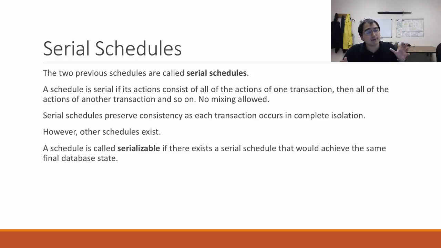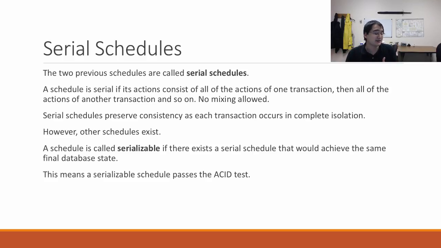So if other schedules, and there are other non-serial schedules, which we'll talk about in a little bit, other schedules are called serializable if, when all is said and done, the database is in one of those two states, one of those states that could have been created by just a normal one after the other serial schedule. Another way of saying this is a serializable schedule puts the database in a state just like if one transaction occurred in isolation and then another transaction occurred in isolation. If a schedule is serializable, it means that it by definition passes the acid test.